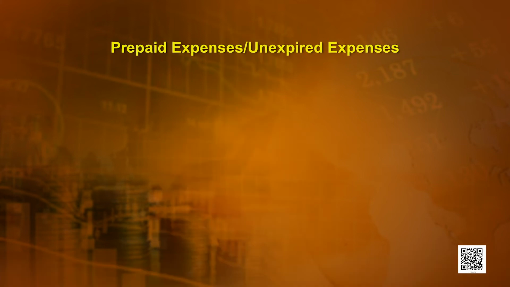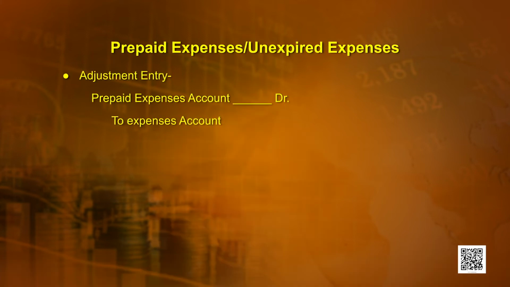Now, we have another adjustment called prepaid or unexpired expenses. It is a type of expense which has been paid during the current accounting year, but the benefit of which will be secured in the subsequent year or years. Adjustment entry: prepaid expense account debited to expense account. Now, we have a problem based on prepaid expenses.